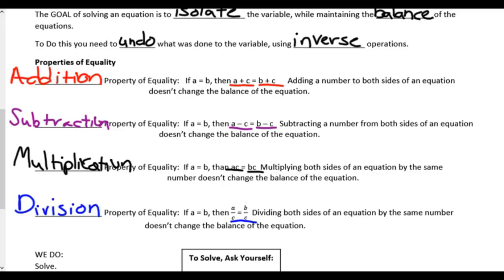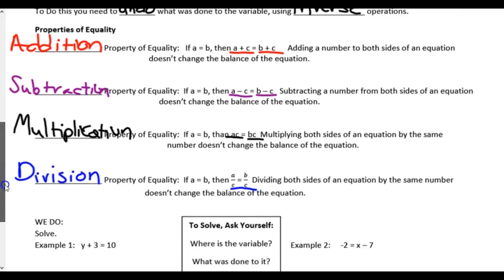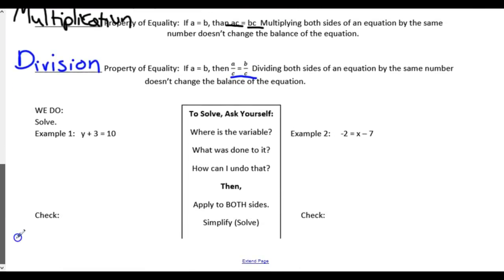Great. So now we're going to put these properties to some use for us. So we're going to solve an equation. So our first example over here says y plus 3 equals 10, and we have to solve it. So in order to solve, this box in the middle tells us to think to ourselves, where is the variable? What was done to my variable? How can I undo that thing that was done? And then make sure I do it to both sides to keep the balance.